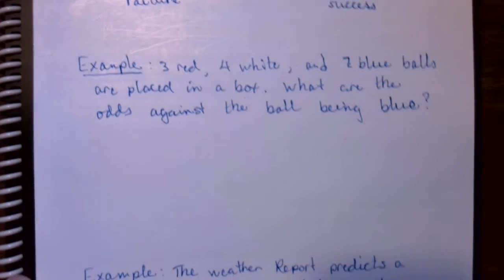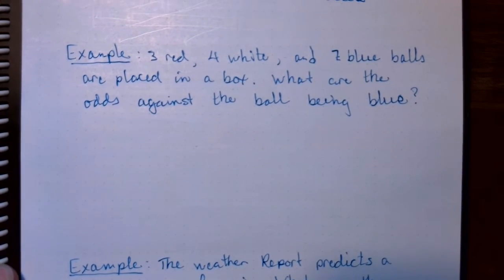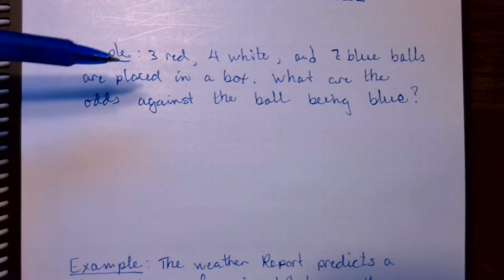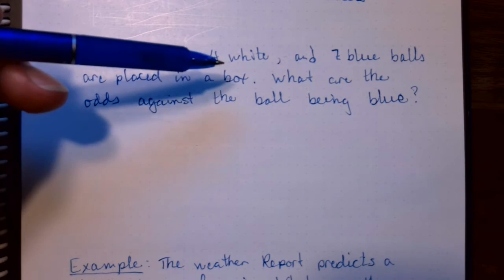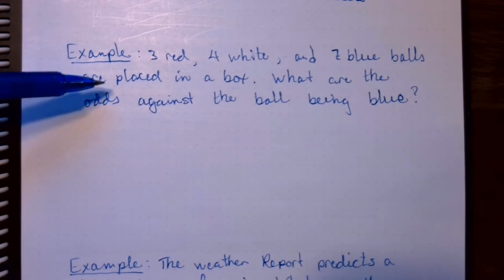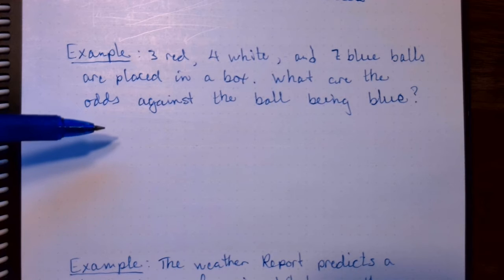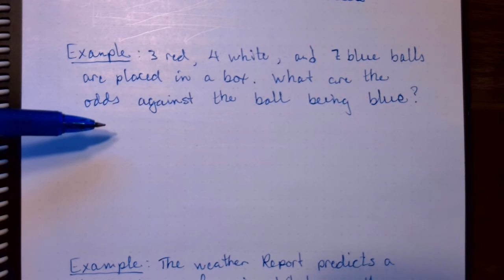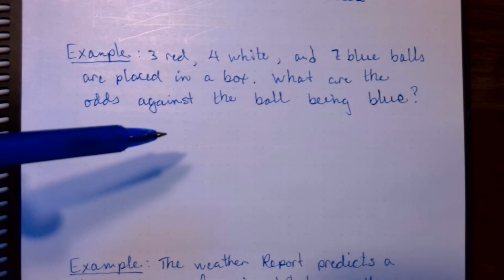Okay, a couple of examples. Let's imagine we have a bunch of balls in a box. Okay, we have 3 red, 3 white, and 7 blue balls. They're in a box. We're going to randomly grab a ball. What are the odds against the ball that we draw being blue?